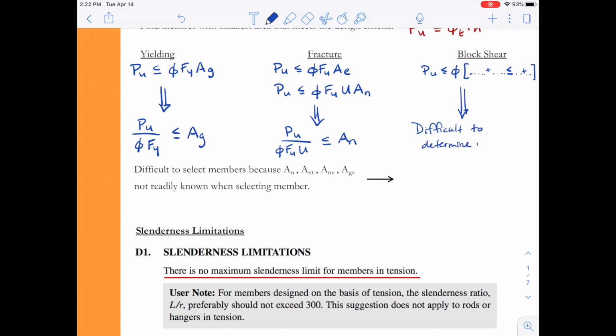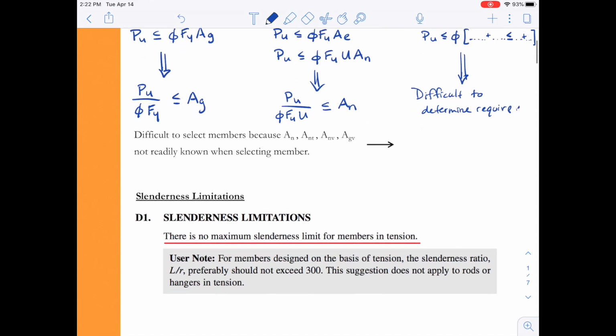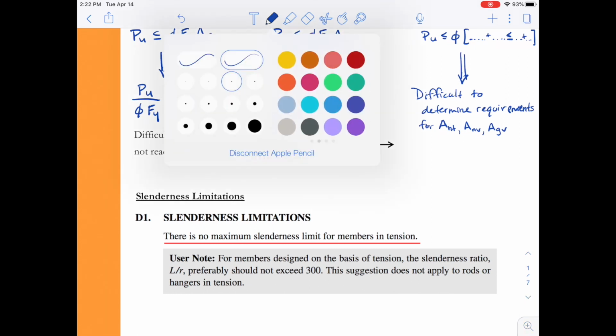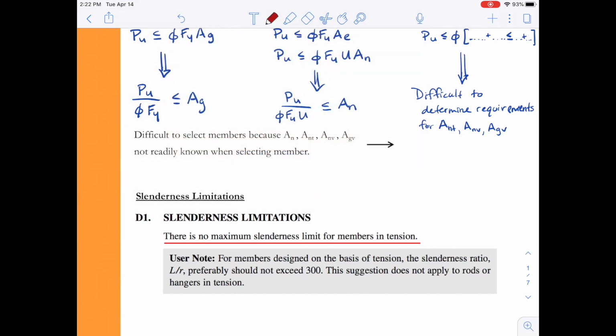So that's part of what I was talking about with design. We're going to have to tackle the problem from a few different solutions because we're going to need to come up with a member area. We're going to come up with a connection layout, and then we have to see if that connection layout is going to work. So I'm just going to write here, it's difficult to determine the requirements for each of these areas. So block shear will kind of be the last thing we check. We'll try to pick our members based on yielding and fracture first, and then go on to check block shear.